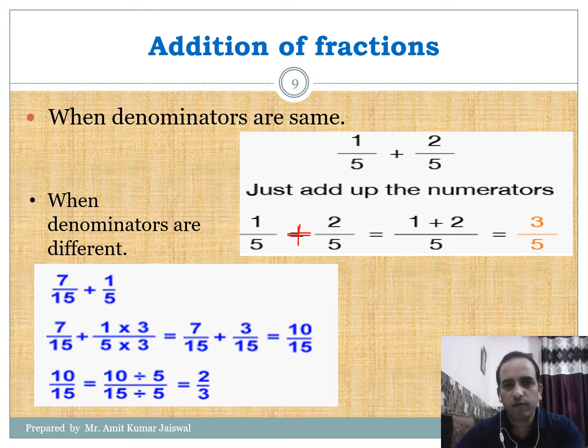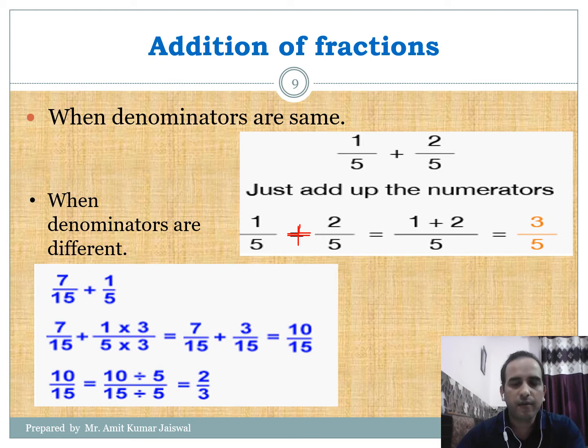So there are a total of 5 equal parts of a whole, and one part is selected, and we have 2 parts selected from the same whole. So from the same whole, which has 5 equal divisions, how many parts are selected? 1 plus 2, 3 parts are selected out of 5 equal parts of the same whole. So this is the concept of addition we understand when the denominators are the same.